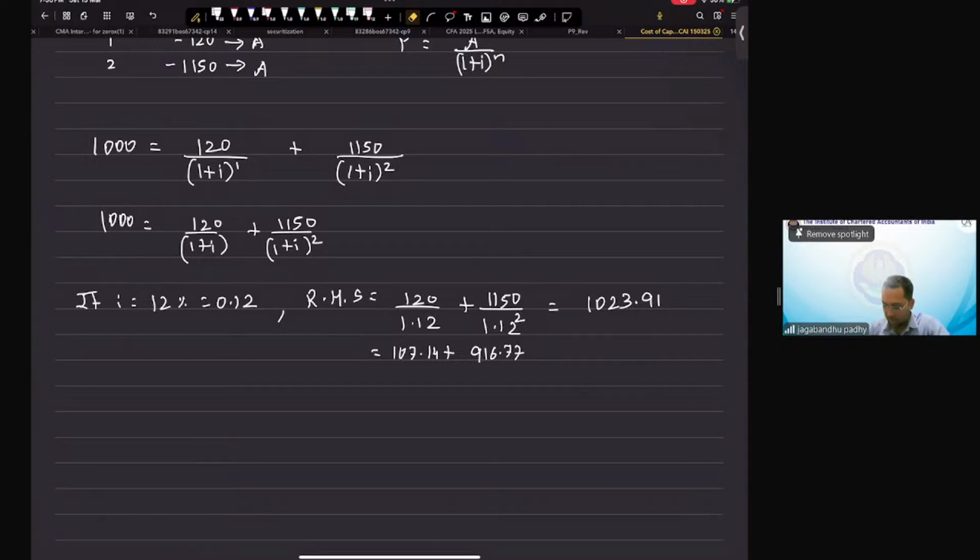RHS is standing as 1023.91, right? Are we getting this? But tell me, what was the value that we were targeting this to be? Is it 1023.91 or is it lower than that? Of course, we were looking for a value of 1000. When I took I as 12%, we got 1023.91. So, of course, is 12% the answer for us? No. So, is our answer of I more than 12% or less than 12%?